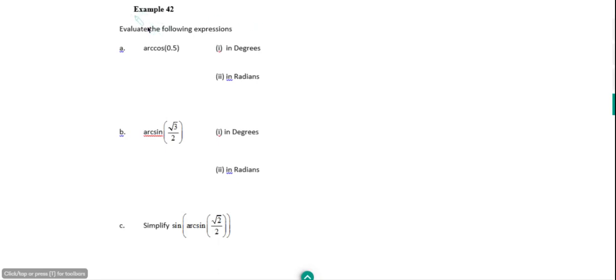We're now going to look at example 42, which is about finding the inverse functions again. So these are actually quite easy relatively once you understand what the notation means. So what you have to know is that arccos of 0.5 just means cos minus 1 of 0.5.